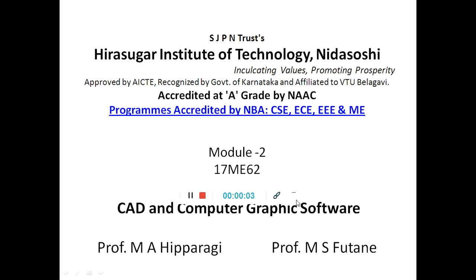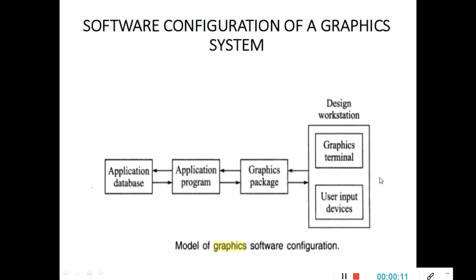Hello students, welcome back to the continued part of module number 2, that is CAD and computer graphics software. As in the last PPT, we discussed the 4 different steps involved in CAD. Then we will move to the software configuration of a graphic system.